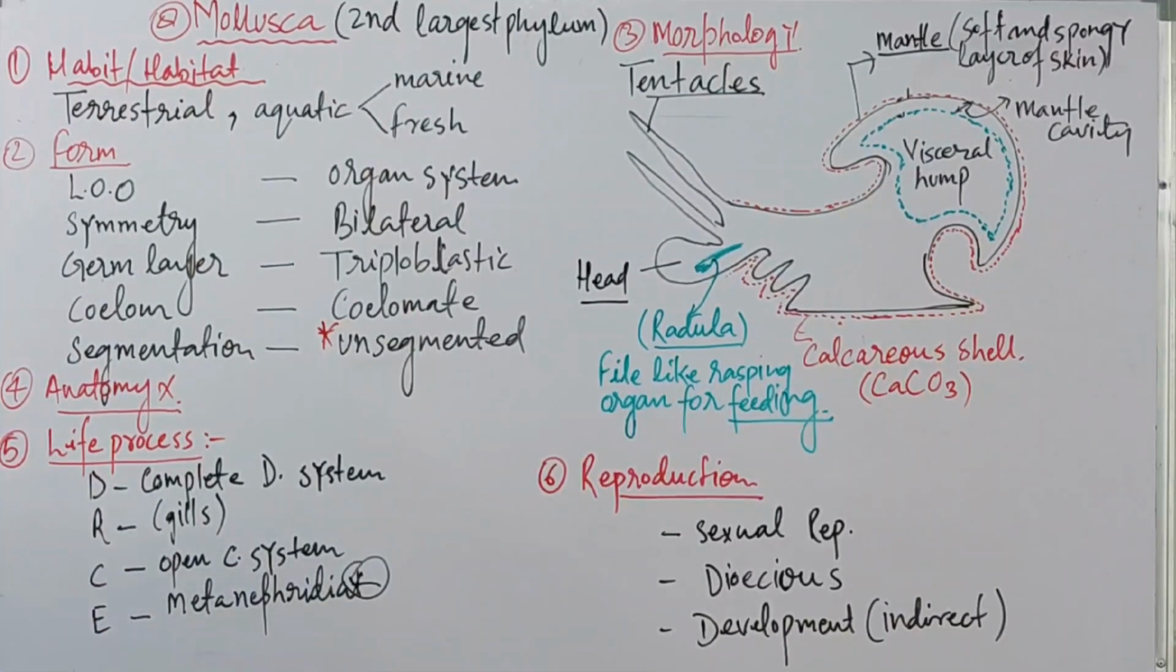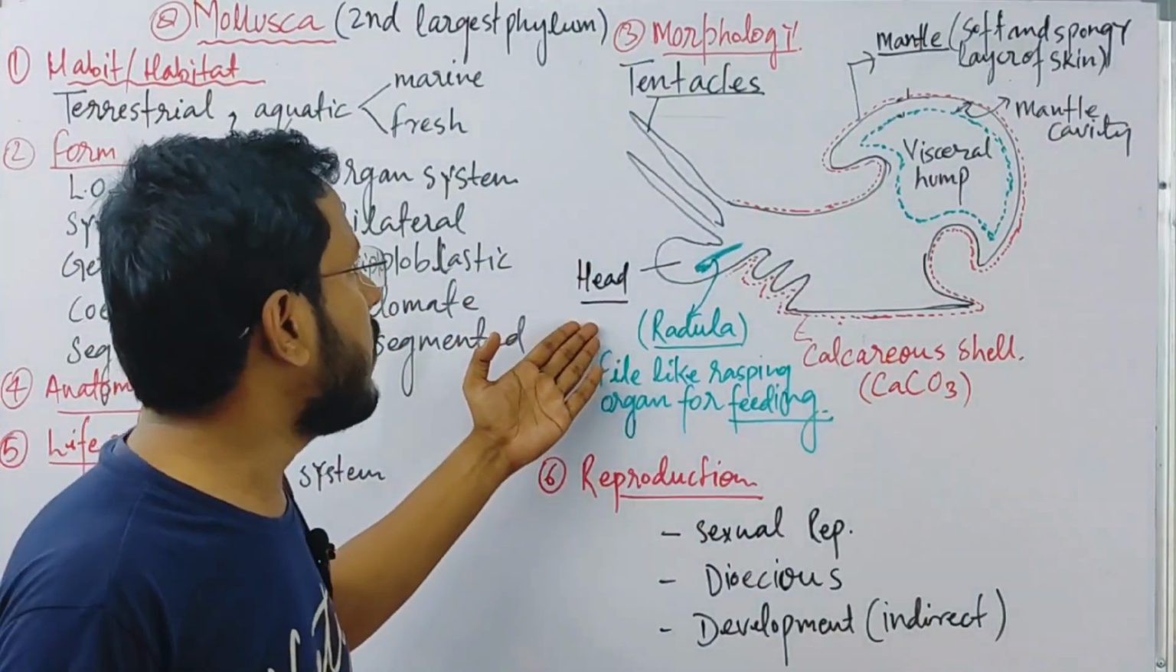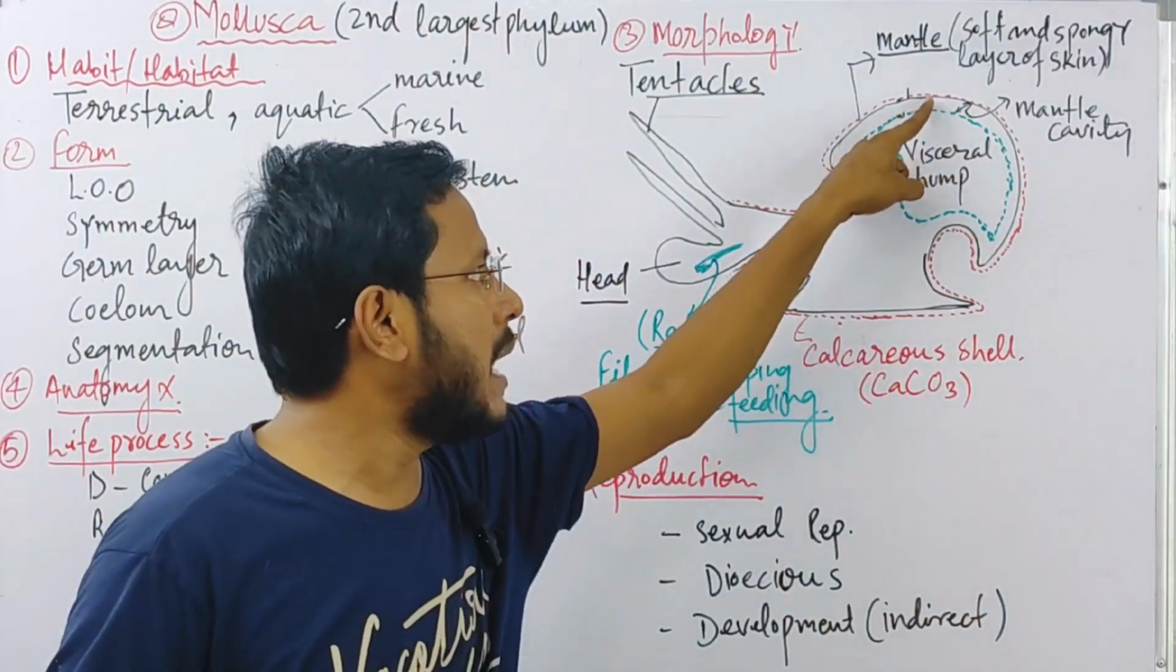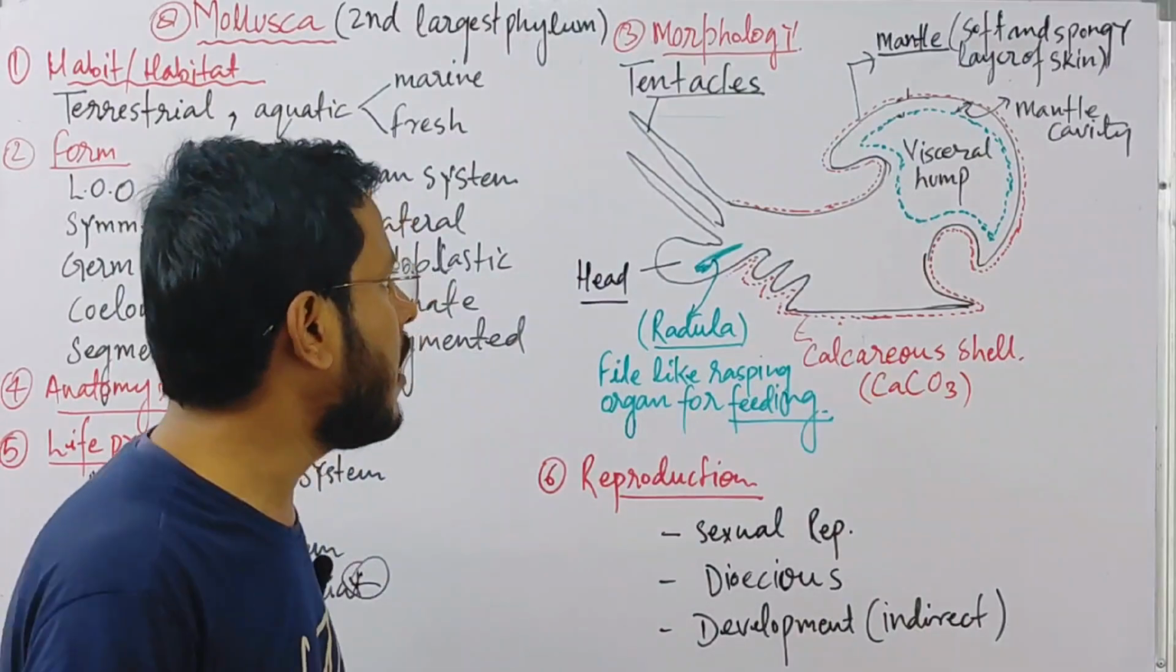Life process: a complete digestive system, respiratory system with gills, and the circulatory system will be an open circulatory system. Excretory system: metanephridia, which is not very important. Okay, now morphology. So there will be a head, tentacles, and mantle cavity. This space between the red and green is known as the mantle cavity.